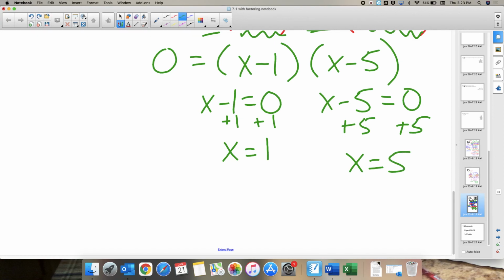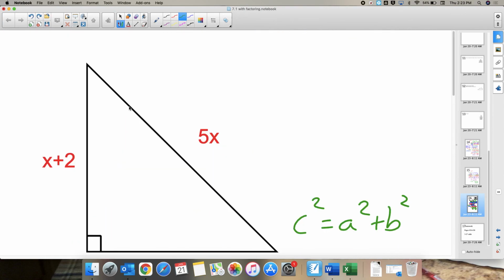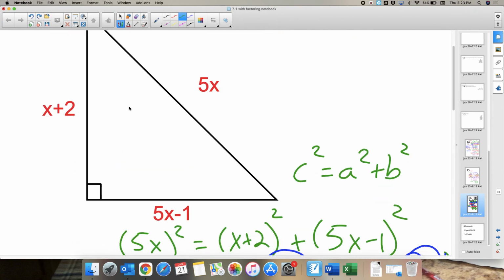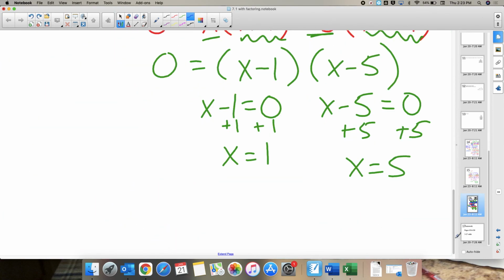Right? Before, when we checked our answers, one of them wouldn't work. However, here, when we go through and plug in, if I plug in 1, we get 3, we get 4, we get 5. That works. When I plug in 5, we get 7, we get 24, and we get 25. Those lengths work also. I don't end up with any negative values. So here there's actually two solutions to our problem.